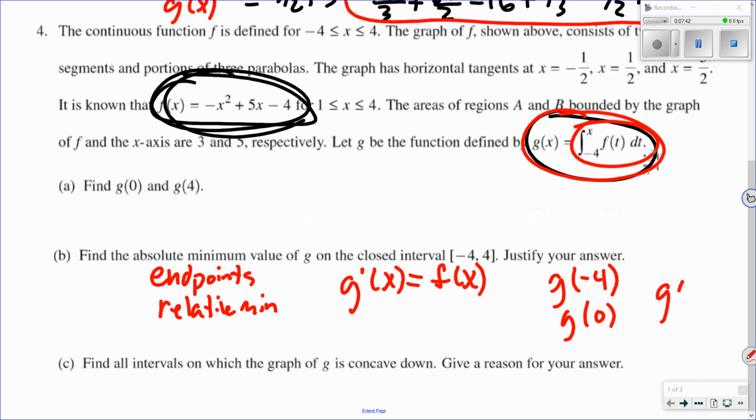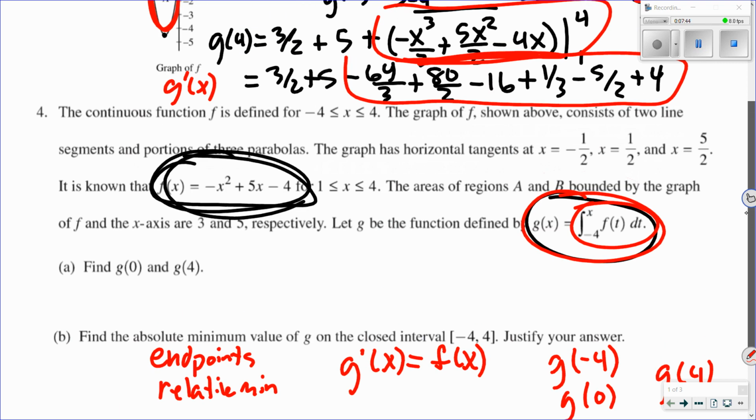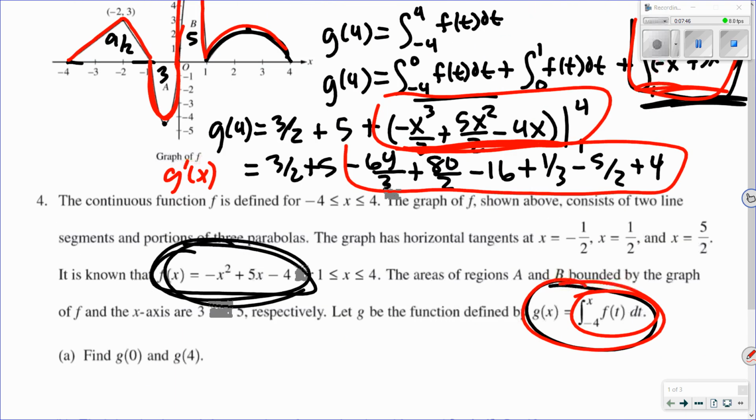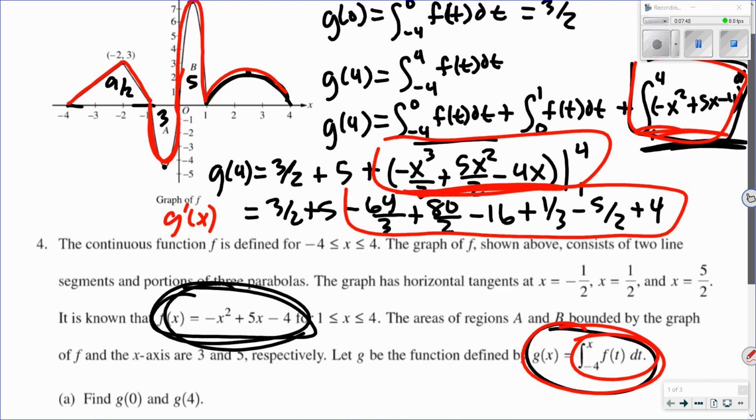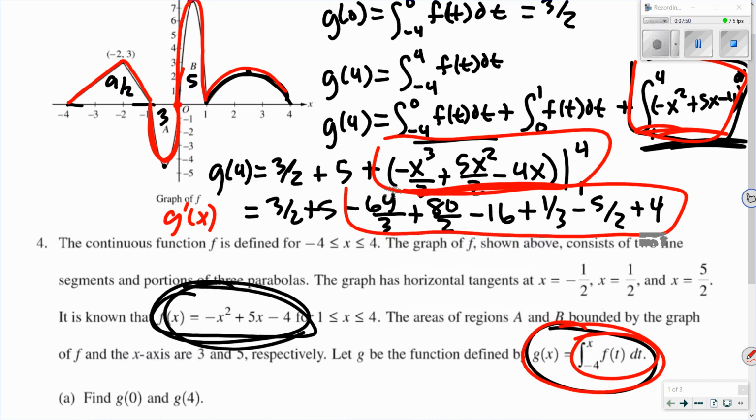That one we're not going to have to worry about. If you think about this problem for a second, as long as you have positive area, g is getting bigger. So after g of 0, you can see all the area across here is all positive. So g of 4 is going to be bigger than g of 0. It's not going to be an absolute minimum. So it's either got to be g of -4 or g of 0 as you look across there. So we just need to compare those.